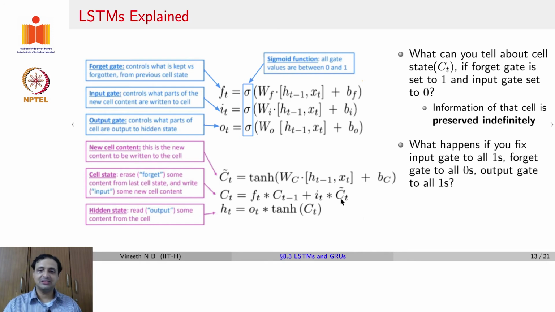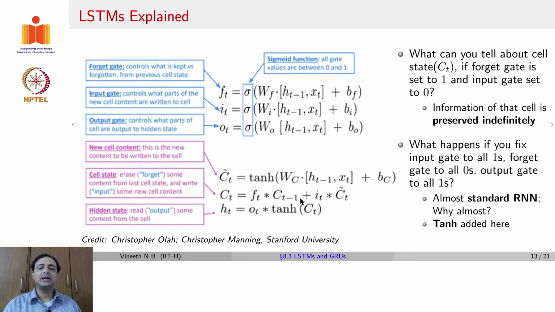Let's ask another question. What would happen if you fix the input gate to all ones, forget gate to all zeros, and output gate to all ones? If you thought carefully, this will almost be the standard RNN. Think about it to ensure you can understand this. Why do we say almost standard RNN? The only difference is there would be a tanh that gets added here, which was not there in the vanilla RNN.